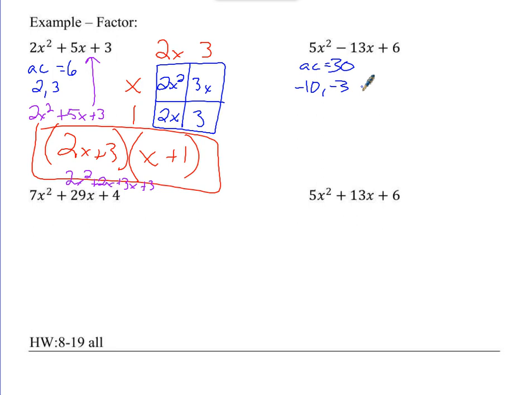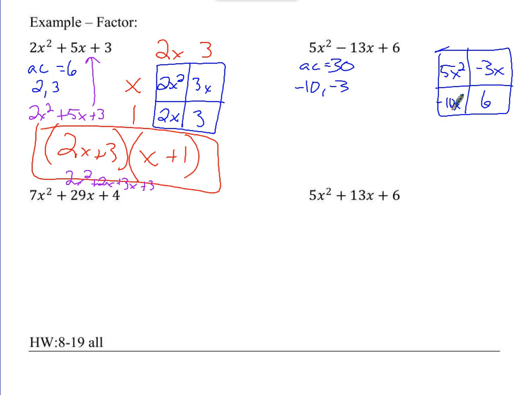Now what do we do? Now you can draw the box. Yep, first box, first term, 5x squared. Last box, last term, it's a positive 6. Negative 10x, negative 3x. Can I put the negative 3x here and the negative 10x here? Yes, I can. It doesn't matter which order you write those two numbers. These two definitely matter. You have to have those in the right spot. But these two don't. You can switch them. It's fine.